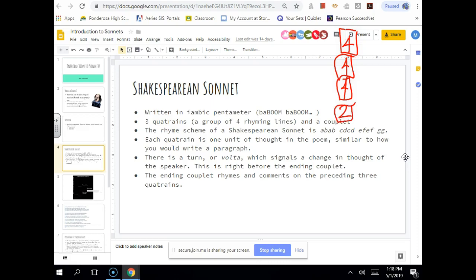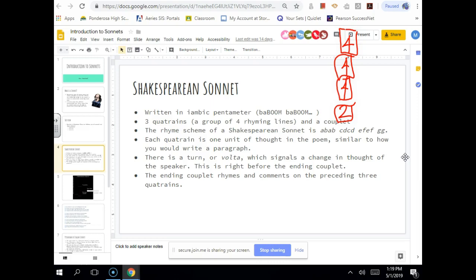Okay, in a sonnet, it also talks about the rhyme scheme. It's A, B, A, B, C, D, C, D, E, F, E, F, G, G. Do you guys know what rhyme scheme is? Okay, we're going to review the next slide. So, the other thing you need to know about the Shakespearean sonnet is there is a volta. Has anyone ever heard the term volta? Seems familiar. Okay. Yes, so it's a turn.